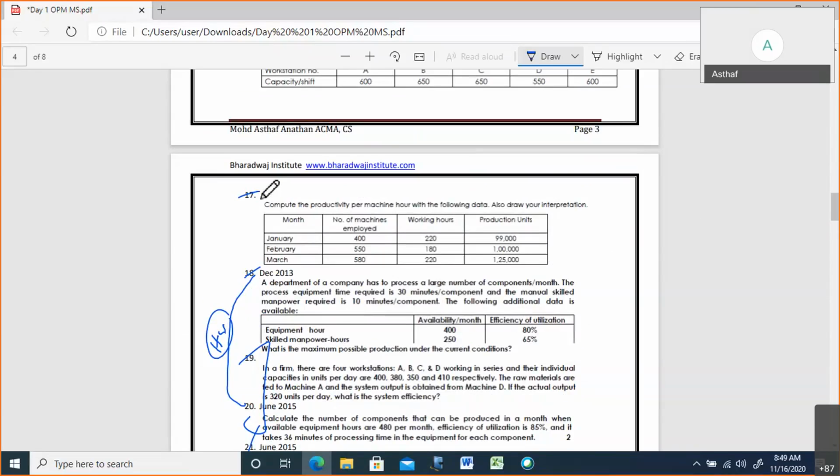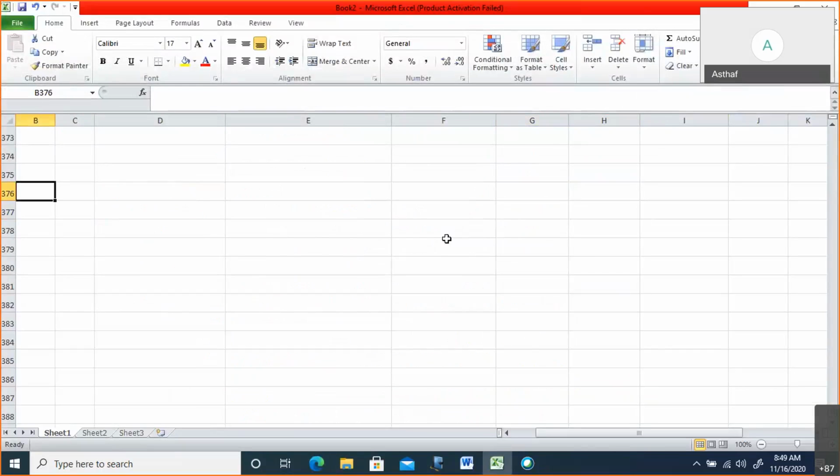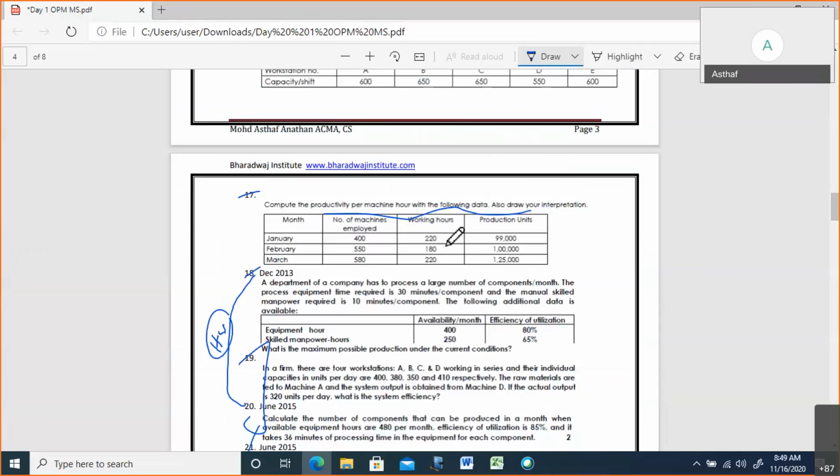Count the productivity per machine hour. So production is given. Now we have to find out the machine hour. I am ready here. Hope you are also ready. So what is the question number, my dears? 17.